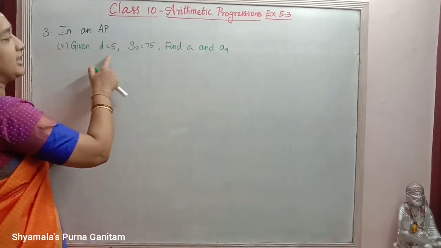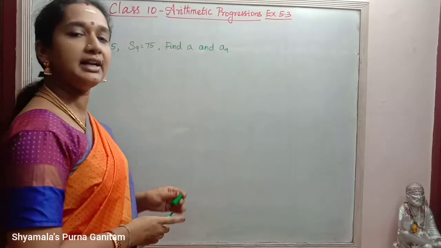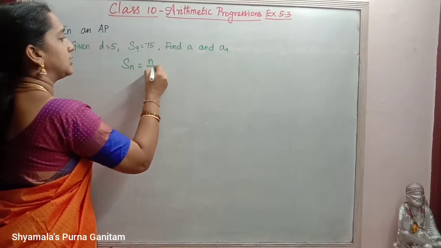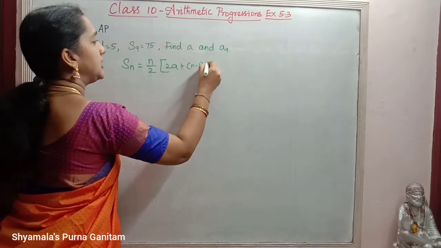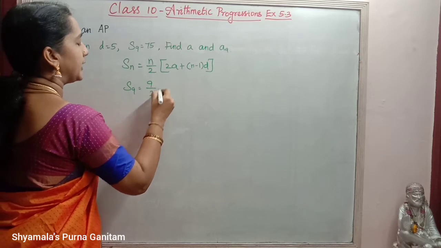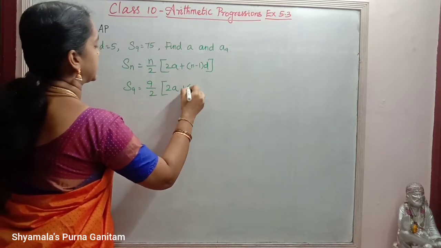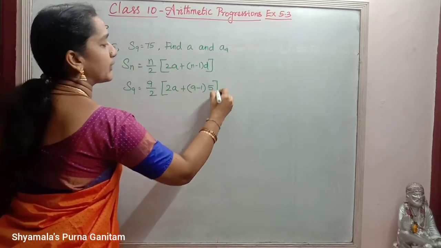Fifth sum is given: D is equal to 5, S9 is 75. Find A and A9. Since S9 is given, we will use the Sn formula, n by 2 into 2A plus n minus 1 into D. So here S9 is equal to 9 by 2 into 2A, A we don't know, plus n is 9 minus 1 into D, and the D value is given as 5.